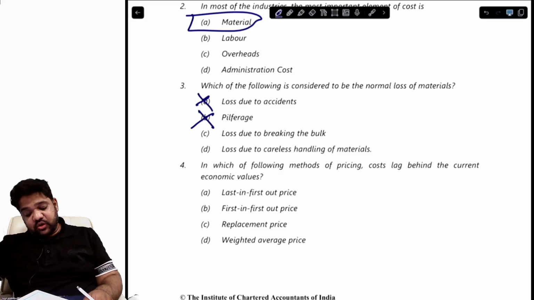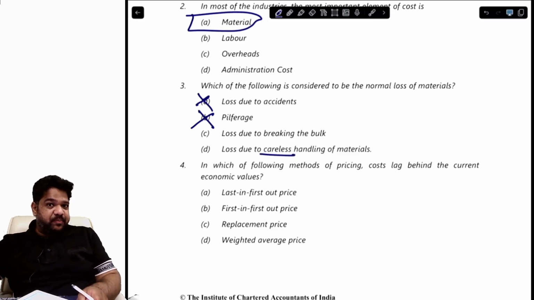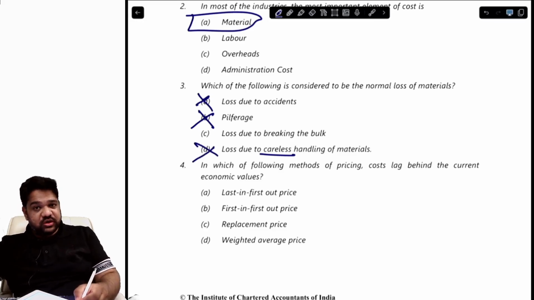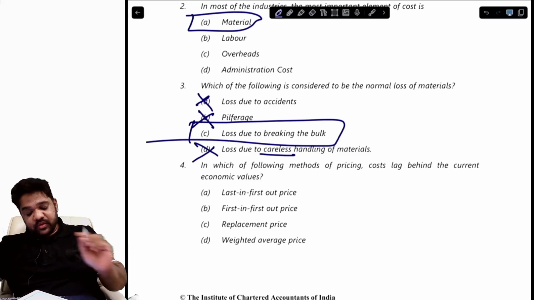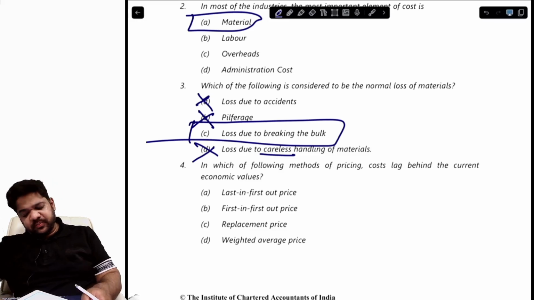And then they say loss due to careless handling of material. Now, if it is careless, it means you could have avoided it. Anything that you could have avoided is an abnormal loss. Abnormal losses can be avoided. Normal loss cannot be. So this also is not the answer. So we'll go with loss due to breaking the bulk. So some breakages could be normal in nature. So that's what they're trying to get across.